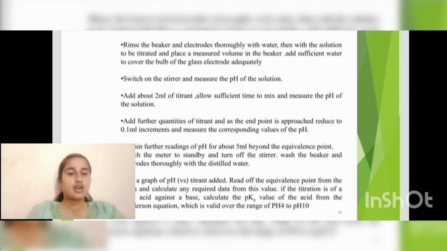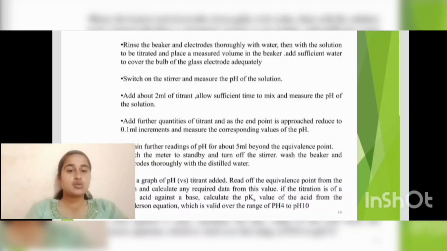Rinse the beaker and electrode thoroughly with water, then with the solution to titrate, and place a measured volume in a beaker. Add sufficient water to cover the bulb of the glass electrode adequately. Switch on the stirrer and measure the pH of the solution. Add 2 ml of the titrant. Allow sufficient time to mix and measure the pH of the solution. Add further quantities of the titrant as the end point approaches, reducing to 0.1 ml increments, and measure the corresponding value of the pH.